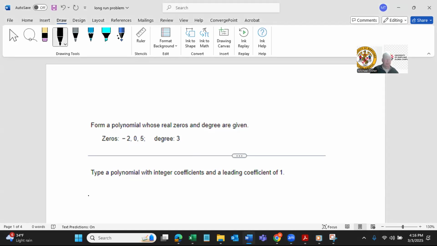So let's call this polynomial p of x. And we're going to write the parentheses x minus each of these zeros. So we have x minus, the first zero is -2, and then close parentheses, times x minus, the next zero is 0, so we'll put x minus 0, and then close parentheses, times x minus, and the next zero is 5, and close parentheses. And this basically should be the answer.